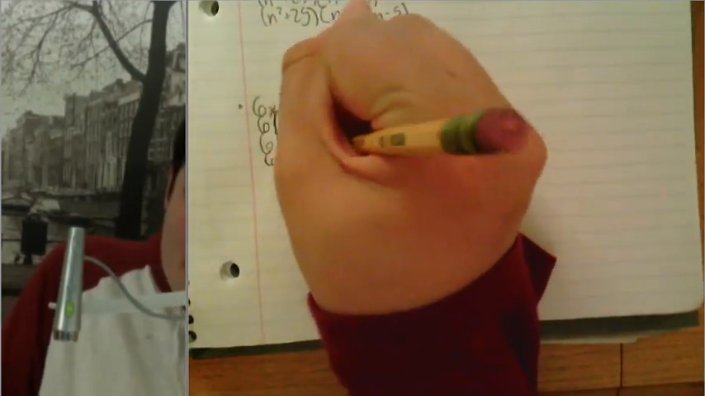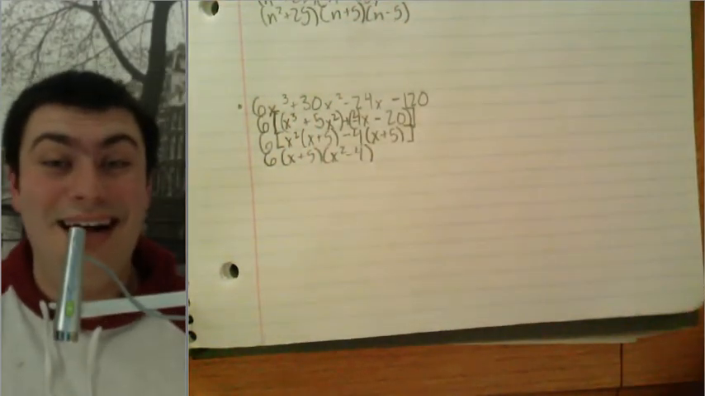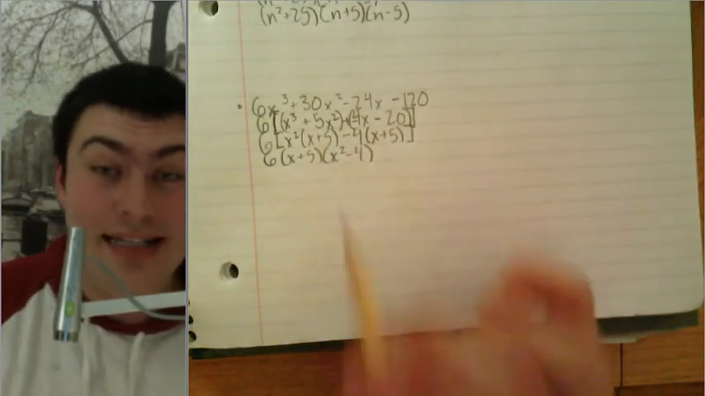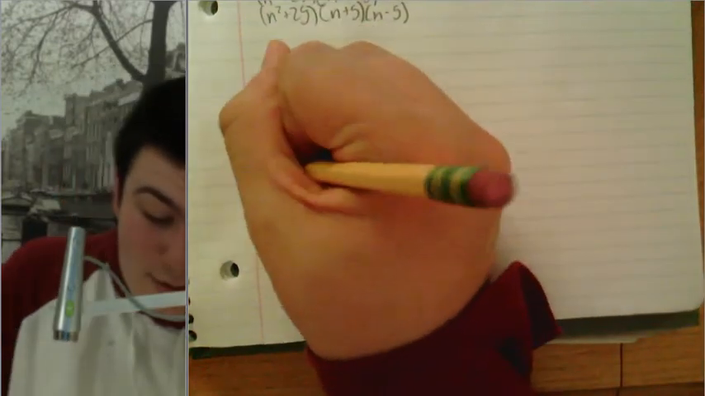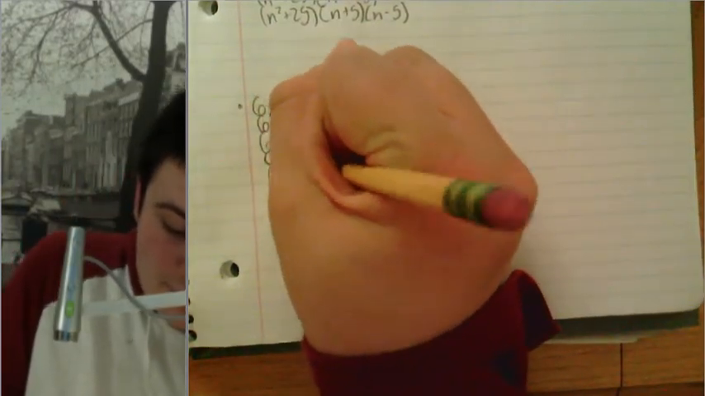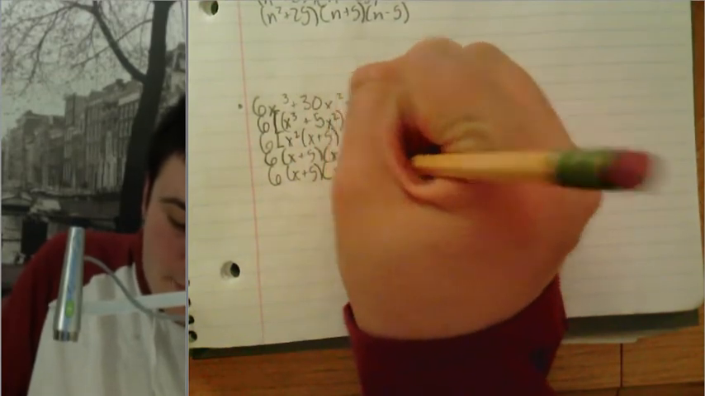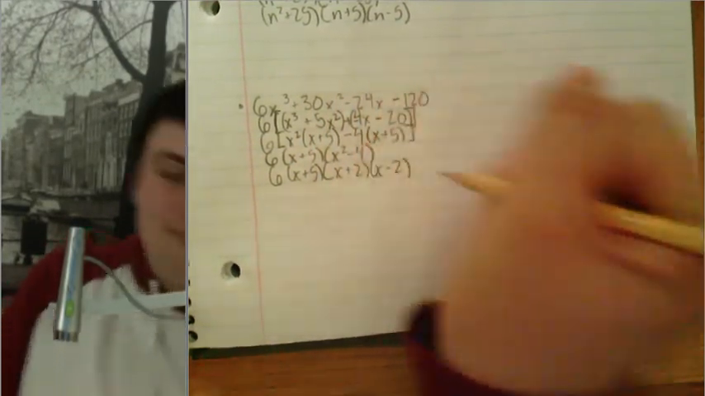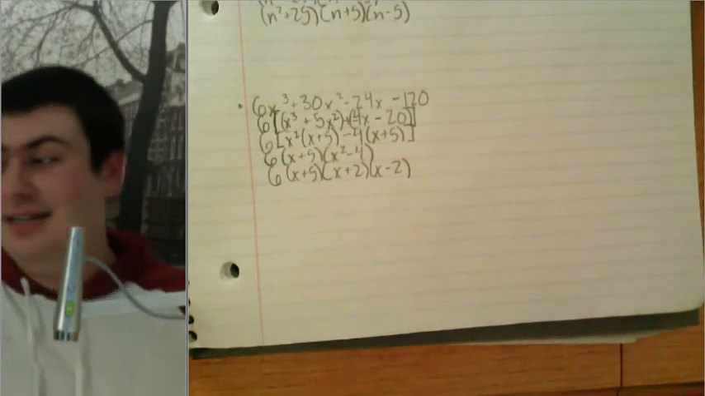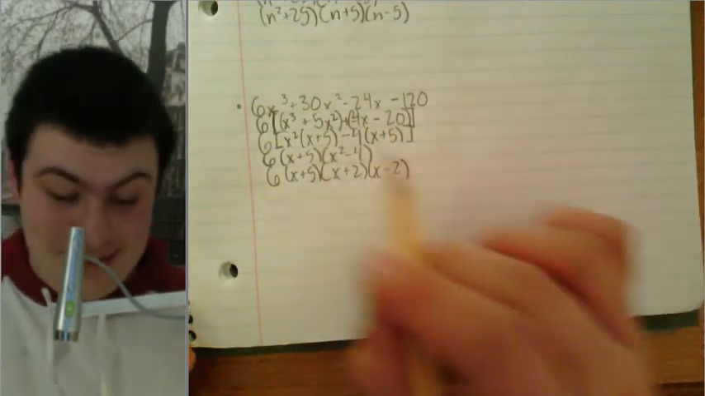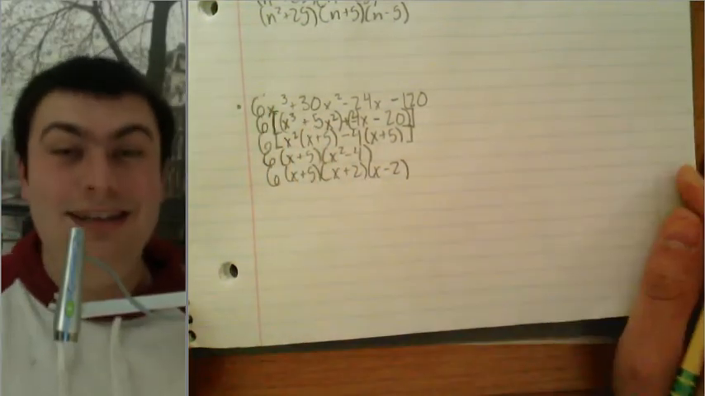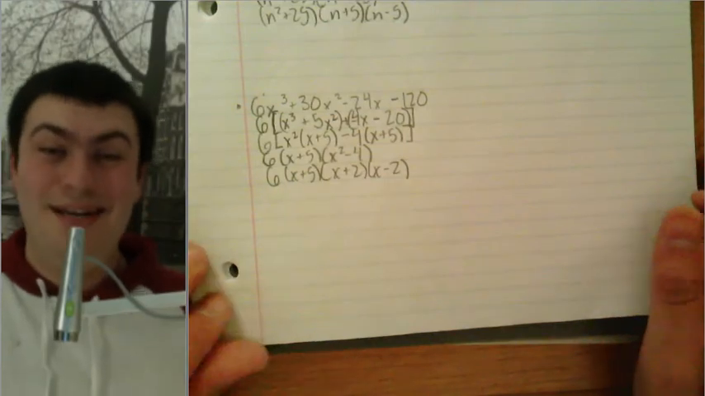Now, I have 6 times the group x plus 5 times the group x squared minus 4. Are we done? Not quite. I see a difference of squares, x squared minus 4. So that x squared minus 4 is x squared minus 2 squared. So I can rewrite now 6 times the group x plus 5 times x plus 2 times x minus 2. Again, remember we need to factor completely, using all of the techniques. We use greatest common factor, grouping, and difference of squares all in one, and that's okay.